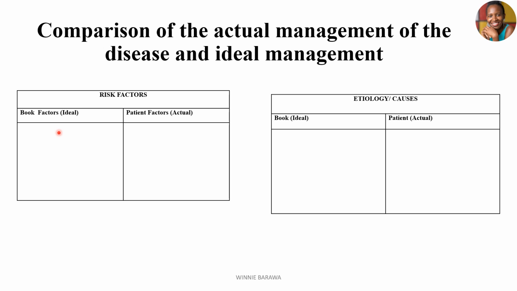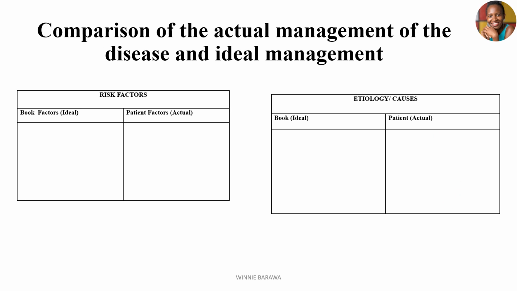Those are ideal. Then on the patient actual factors, you will tell us what triggered our patient. So what are these actual factors that triggered the patient? That's what you write there. Same thing to the etiology and causes. You highlight the ideal that the books have stated, and then you state for us the actual that the patient presented with.